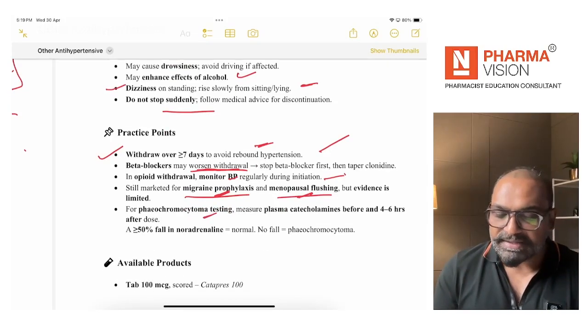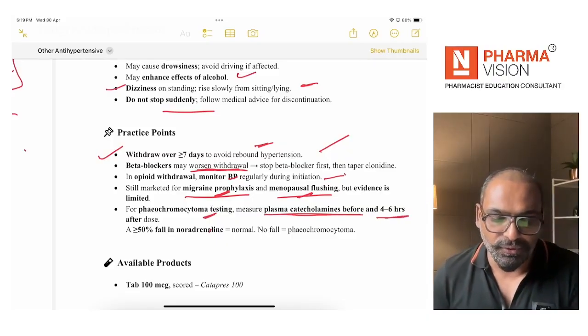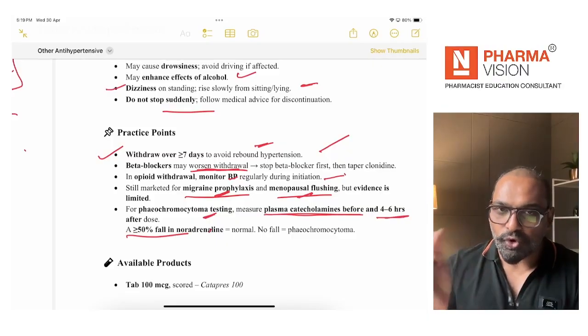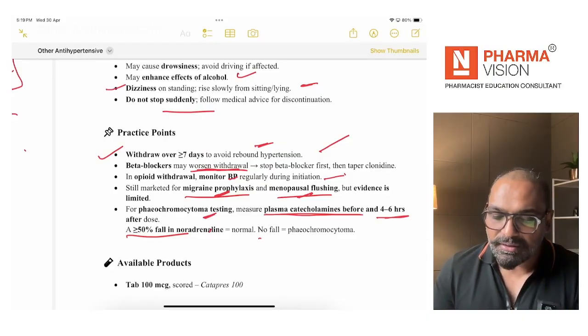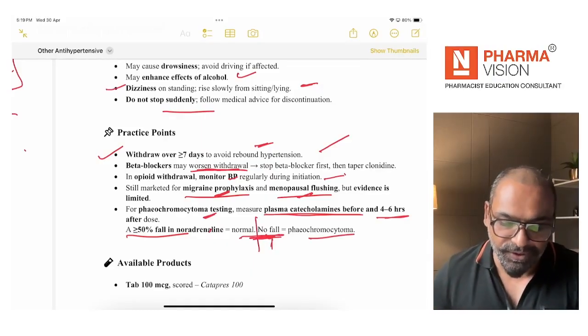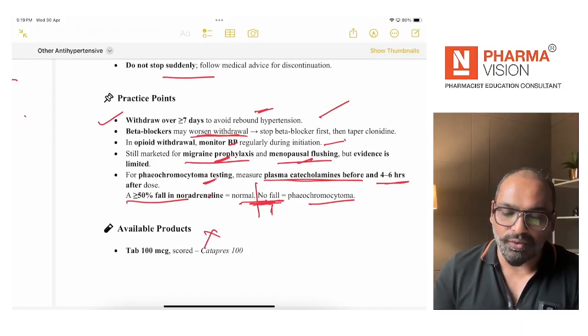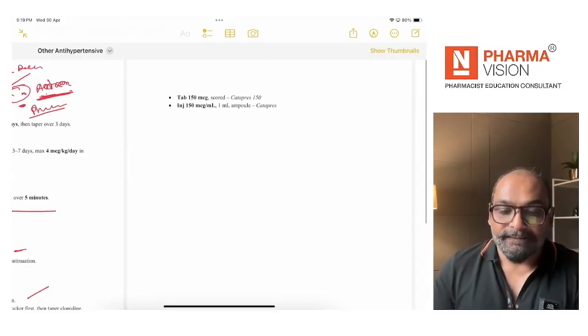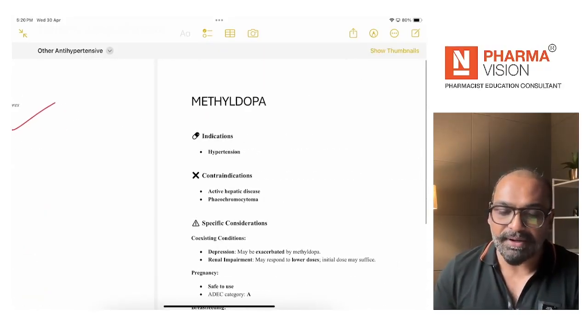For pheochromocytoma testing, measure plasma catecholamine before giving the medication and 4 to 6 hours after the dose. If the noradrenaline level has fallen by 50%, that means the patient is normal, and if it doesn't fall, that means pheochromocytoma. That's the point you have to keep in mind. Different dosage forms are available.